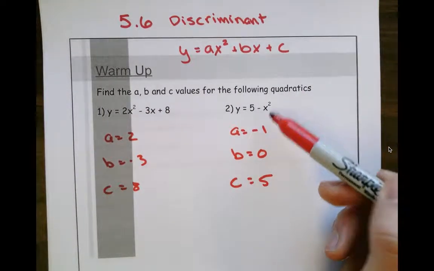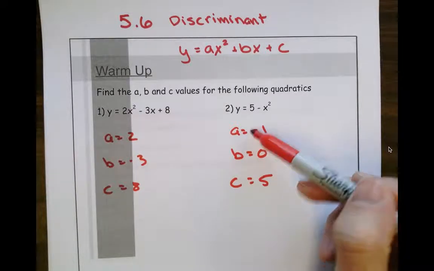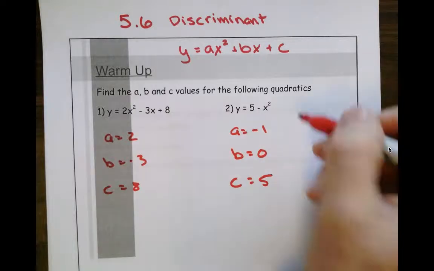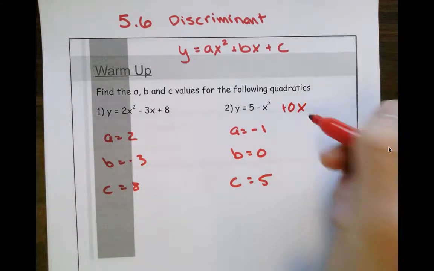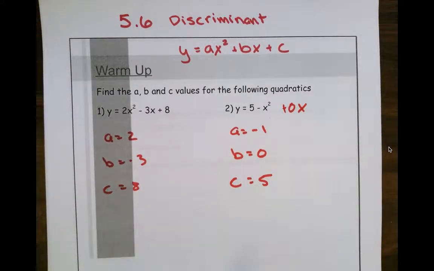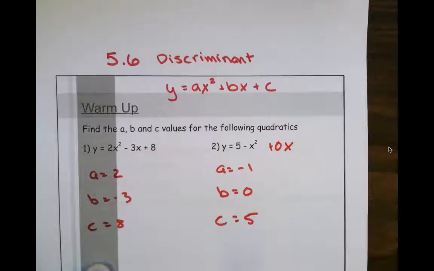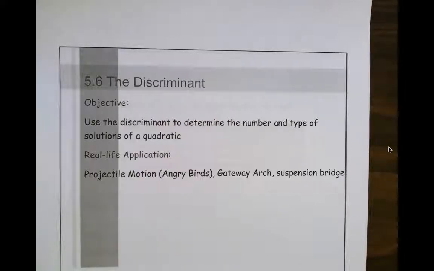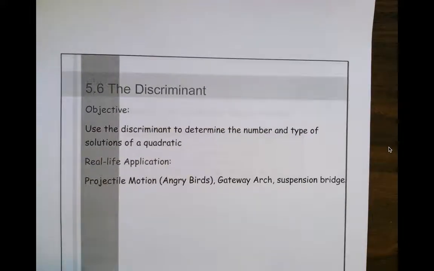Here we have something that's out of order. Remember, A is the constant in front of the x squared term, so this would be -1. We do not have an x term, so that's like 0x, so our B would be 0 and C would be 5. Okay? What we're going to do today, we're going to use the discriminant to determine the number and type of solutions to a quadratic equation. So we're not really going to go through and solve them, but we're going to identify what kind of solutions we're going to have and the number of them.